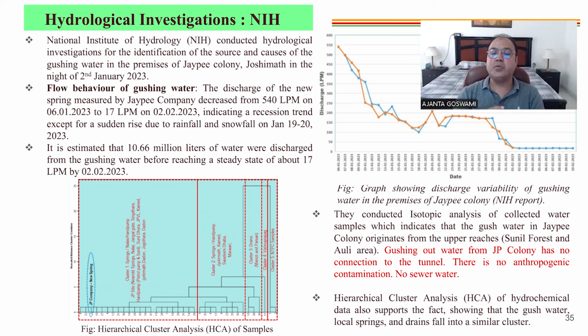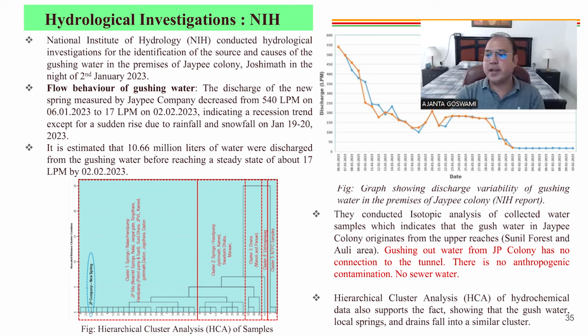However, in between January 19 to 20, there was a sudden rise of water to a certain extent, which could be related to the rainfall as well as snowfall in that particular area. So it means recharge is still happening somewhere. It is estimated that 10.66 million liters of water were discharged from the gushing water before reaching a steady state of about 17 LPM by 2 February 2023. If we say that 17 LPM is the normal rate of discharge, then from this calculation you can make out that it took some 12 to 15 months for this much water to accumulate there. That's what NIH said. So it was getting accumulated for such a long time.